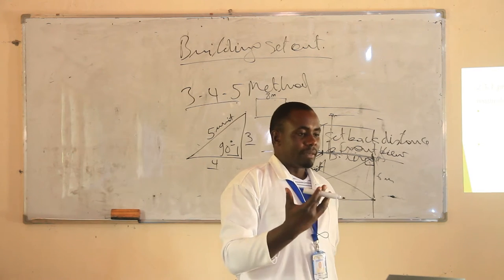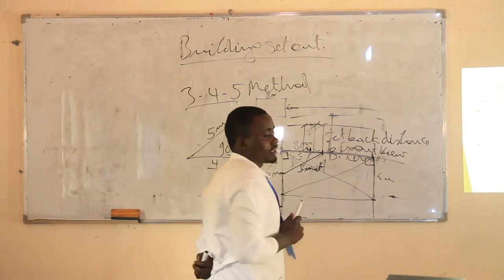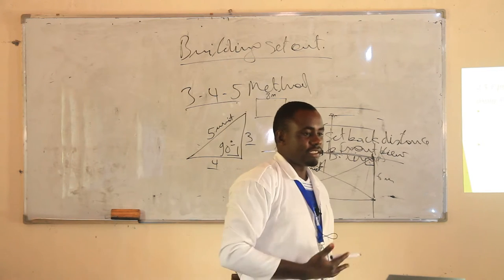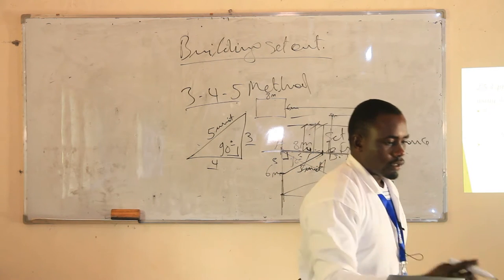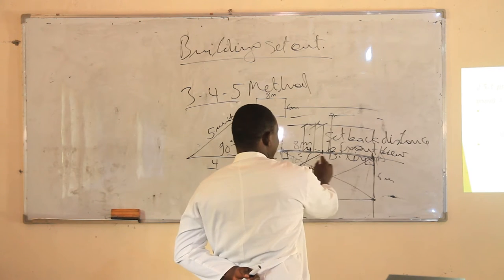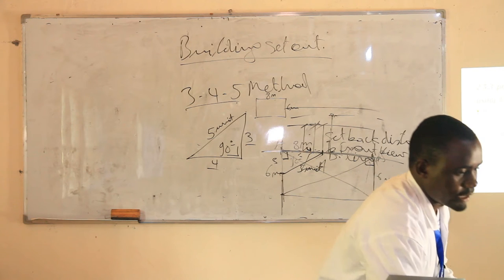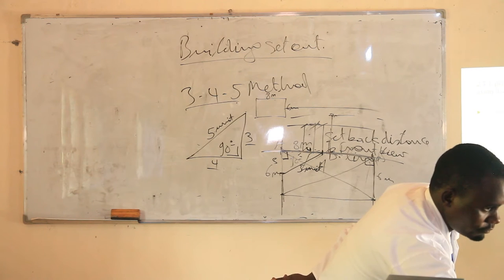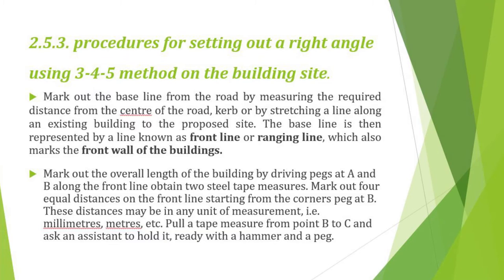First, mark out the baseline from the road. Remember, you have to mark out the baseline from the road by measuring the required distance, as I have said in the first process. And then you have to mark a front edge line, to measure the front edge line. So have you read there? You have to pull pegs A and D in order to have a right angle.